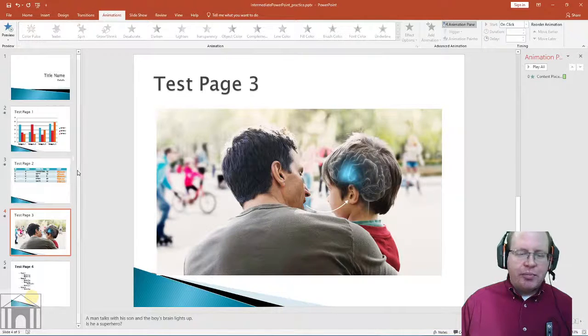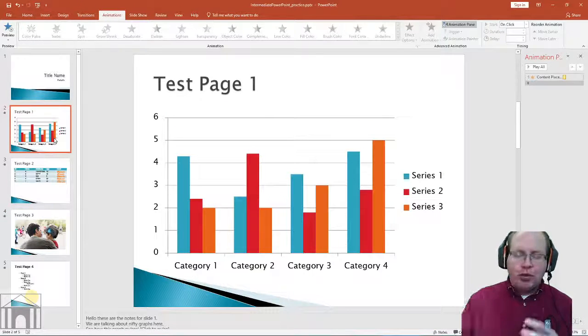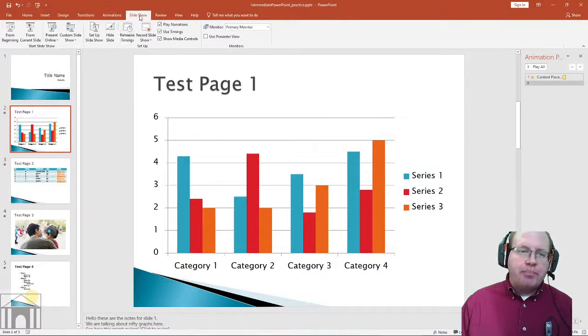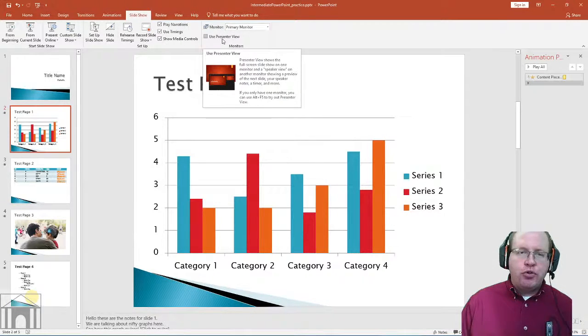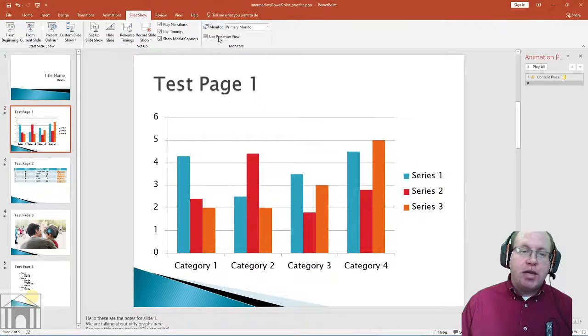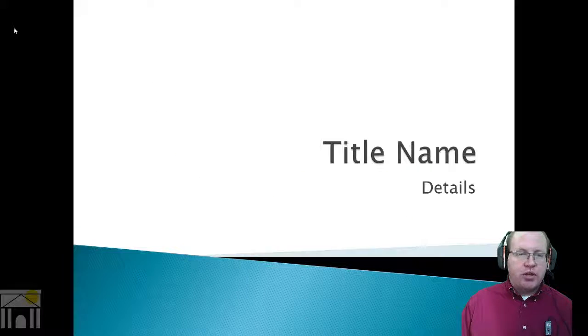Okay, so we've put in some notes. I want to show how the notes show up in the presenter view. So now I'm going to come up here to my slideshow tab at the top, and I'm going to make sure I have "Use Presenter View" turned on. I turned it off before to make sure that you were seeing in the video what I wanted you to see. I'm going to turn this on, and now we're going to start the slideshow from the beginning, and I can show you what presenter view looks like.